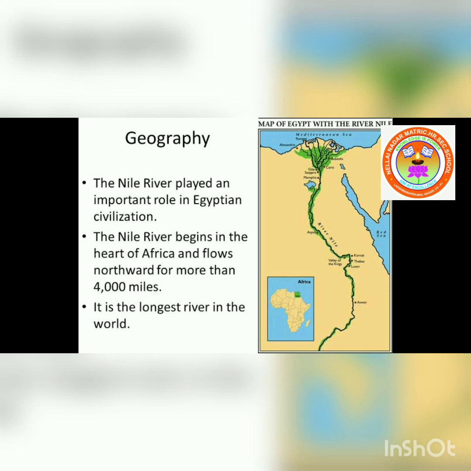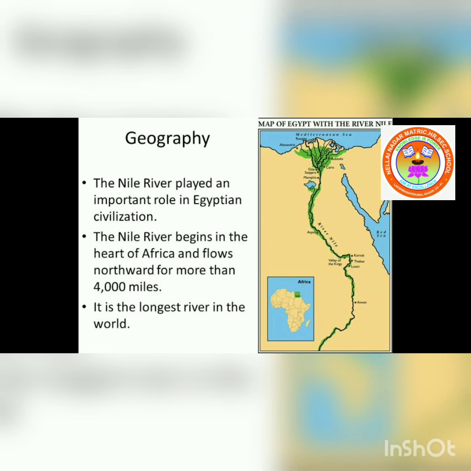Egypt is bounded by the Red Sea on the east. Here you can see the Red Sea on the right side, that is, east. It is bounded by the Red Sea on the east and the Mediterranean Sea in the north. Here it is clearly given, Mediterranean Sea in the north. Egypt is irrigated by the river Nile, which originates in Lake Victoria in the south and flows into the Mediterranean Sea in the north.